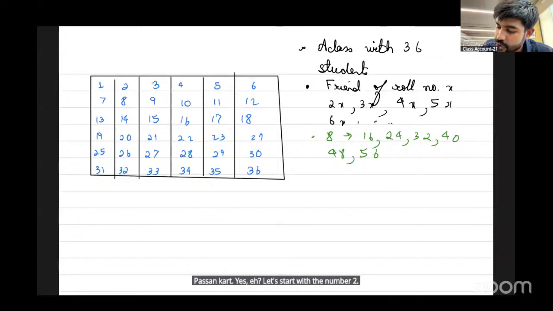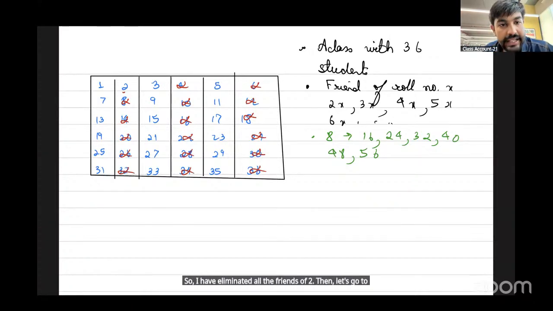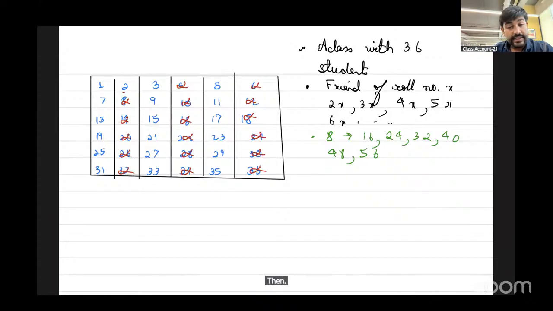Okay. So for 2, its friends are 4, 6, 8, 10, 12, 14, 16, 18, 20, 22, 24, 26, 28, 30, 32, 34, 36. So I have eliminated all the friends of 2. Then let's go to 3. 3's friend would be 6, which is already in a different section. 3's next friend is 9. I'm now moving it to the next section.